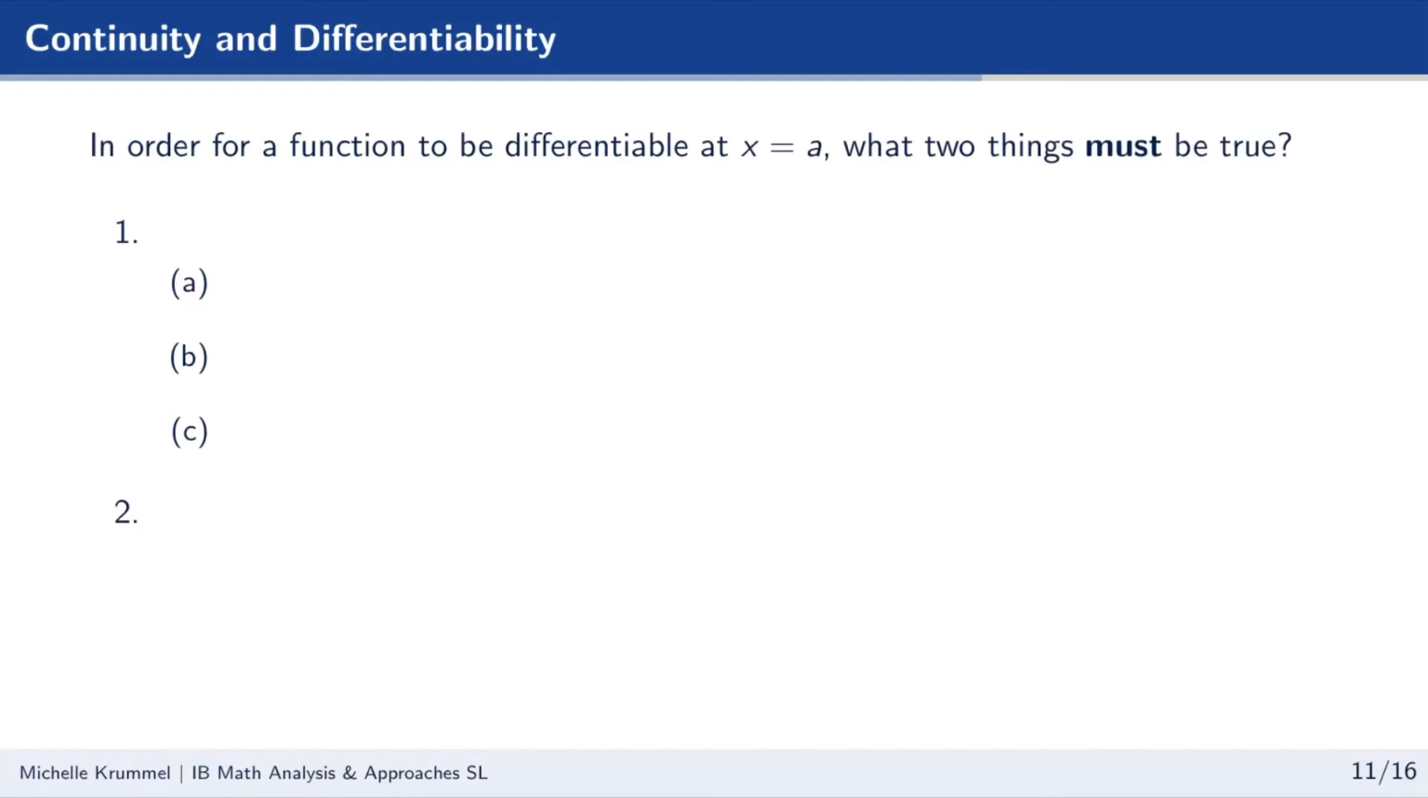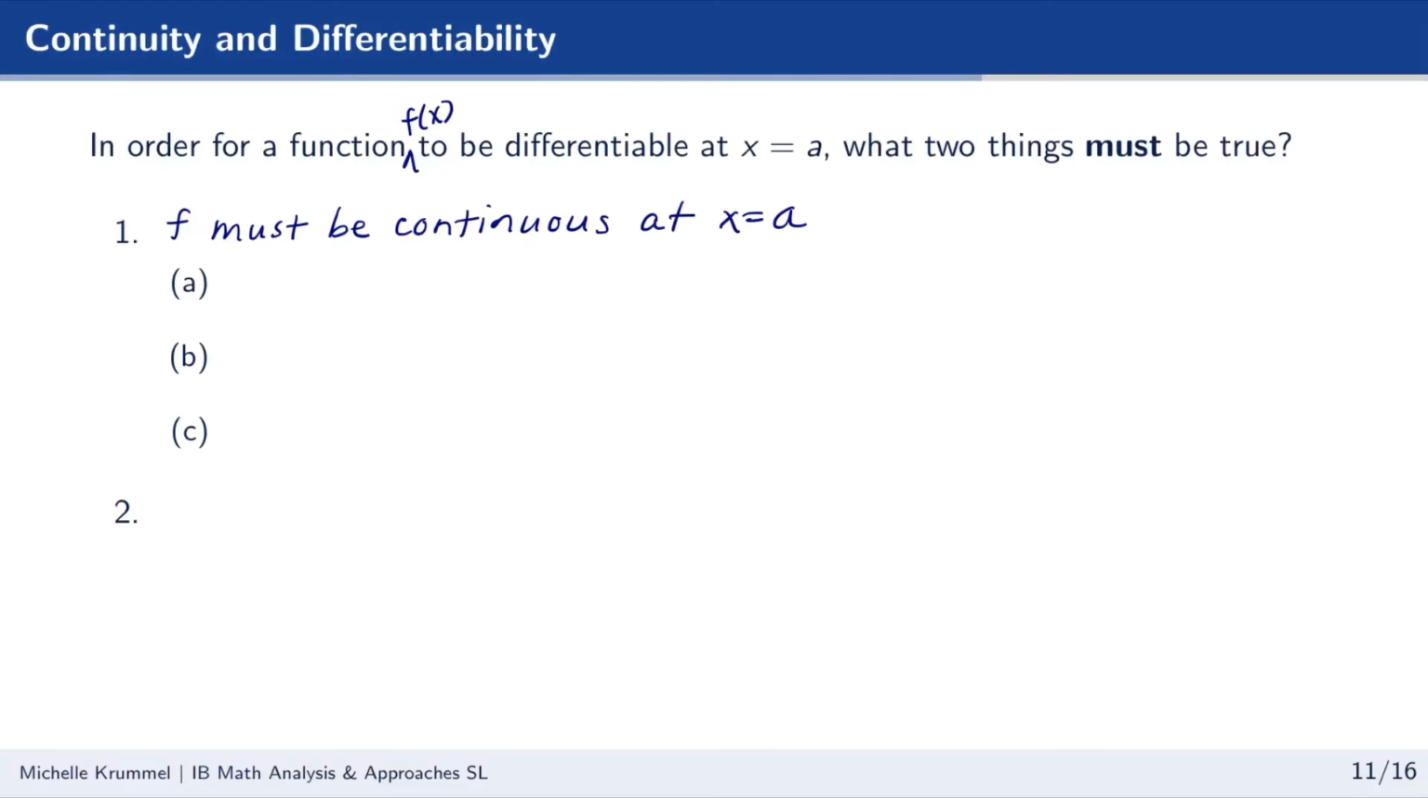Okay, recap. In order for a function to be differentiable, what 2 things must be true? First, number 1, it must be continuous, and let's be specific. For a function f of x to be differentiable at x equals a, what must be true? f must be continuous at x equals a. If it's not continuous, you can immediately conclude that it's not differentiable.